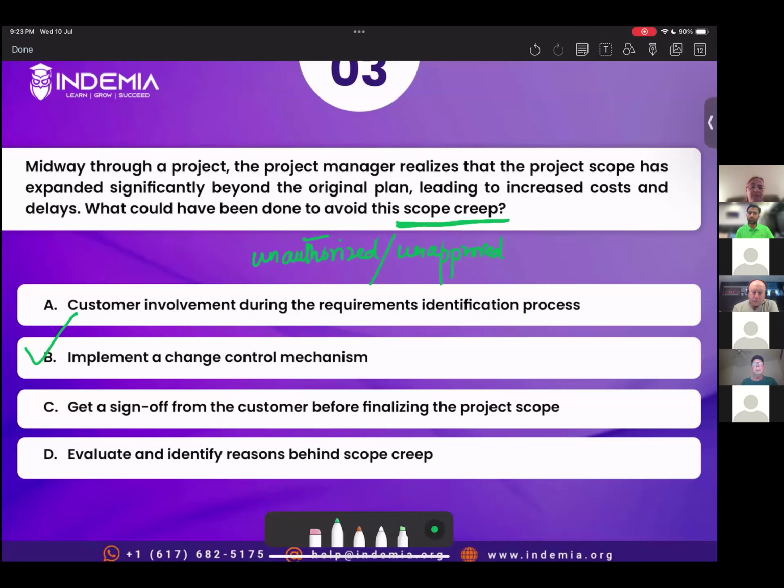So if we have a change control mechanism, we could have avoided this. But if the question says what the PM should do now, then definitely evaluate and identify reasons behind scope creep. So reactive action is D, proactive action is B. The statement is about proactive action, that is option B, okay?